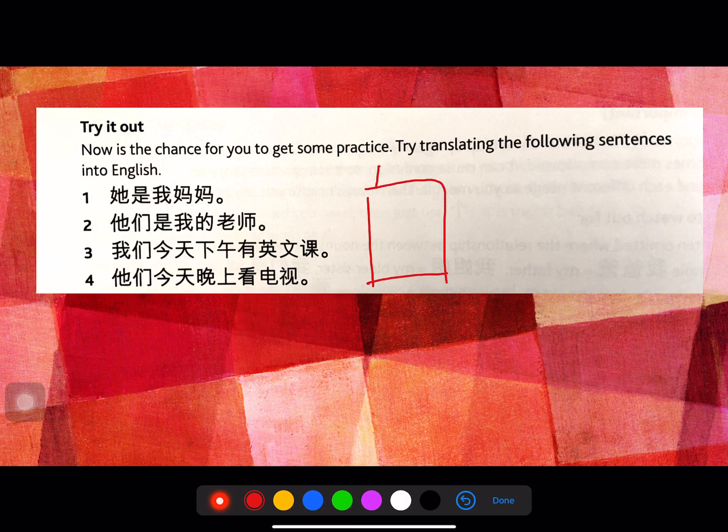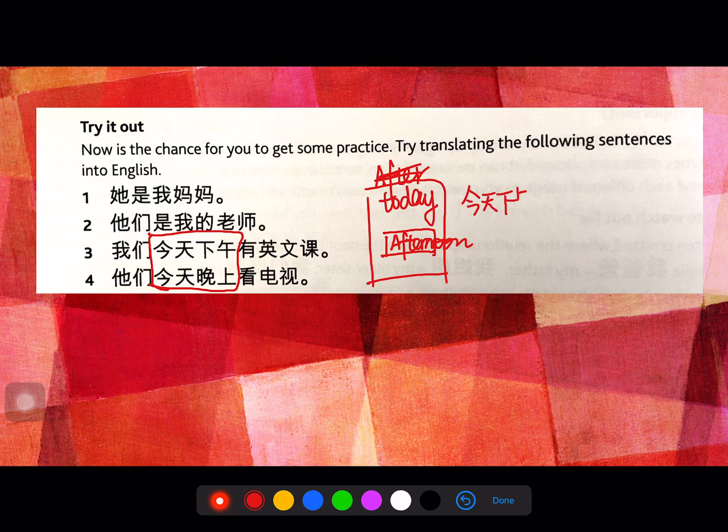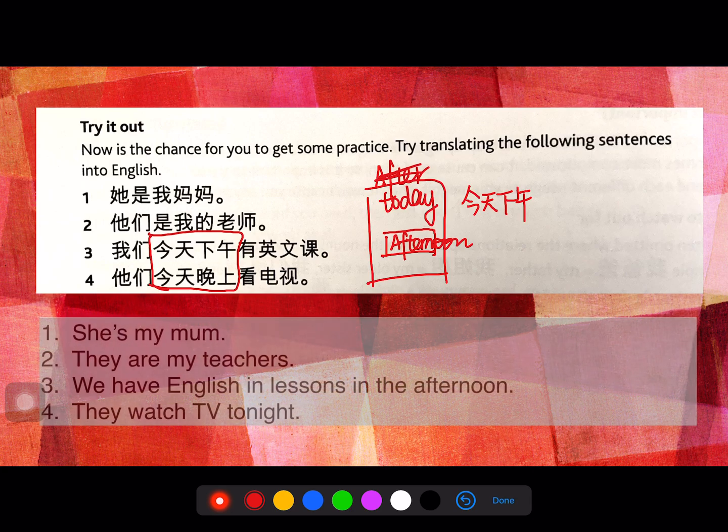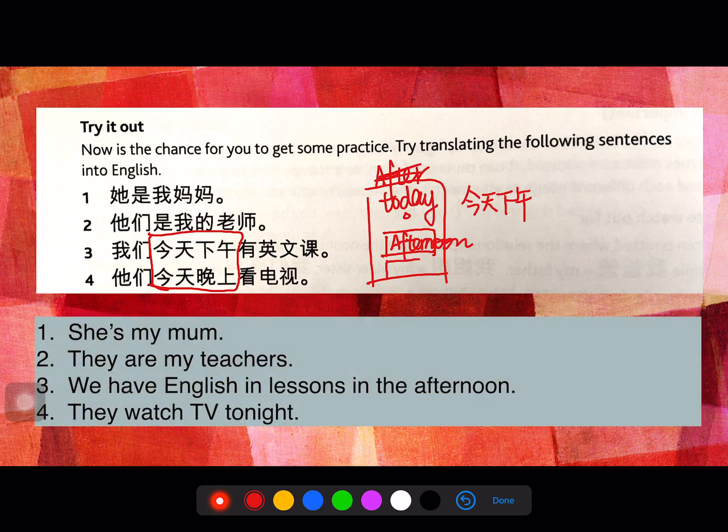对不起, sorry that this is popping out. So today, and then this is the less specific time. And you think, okay, afternoon is the most specific time here. So for this afternoon, you say today afternoon, 今天下午. It's the same time word rule, from less specific time to more specific time. For tonight, it's the same rule: today first, and then the more specific time, the evening time. So it's tonight. Then that will be 今天晚上. Okay.